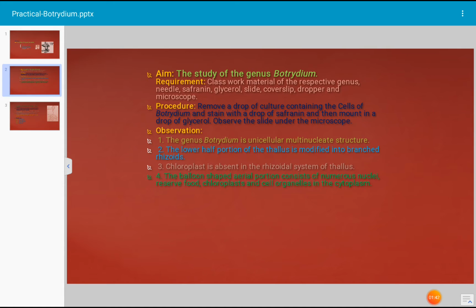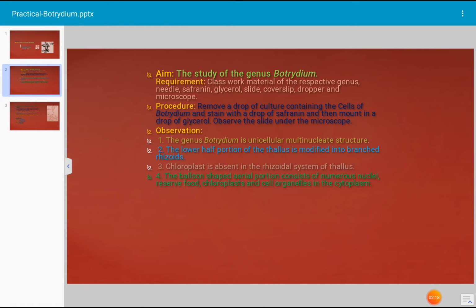Uni means one. It is a one-celled alga, but many nuclei are present in the thallus of Botrydium. There are many nuclei, hence it is a multinucleate structure. The plant body is divided into two parts: the upper portion is the aerial portion, which is balloon shaped, and the lower portion of the thallus is penetrated in the mud, and that is the branched rhizoidal system of the plant. Chloroplast is absent in the rhizoidal system.